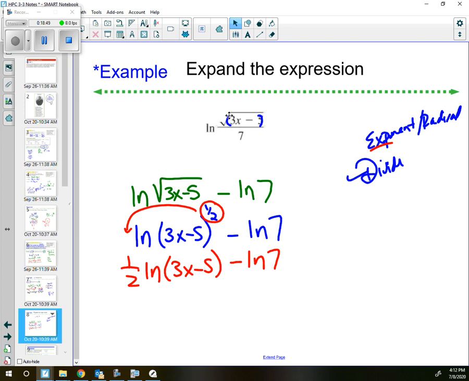So that's a single argument. So if you see adding and subtracting inside your argument, done. That's a single expression. It's a binomial. So that's what we mean by expand. All right, so for this day 1, we did expanding. For part 2, we'll get into the condensing, going the other direction.